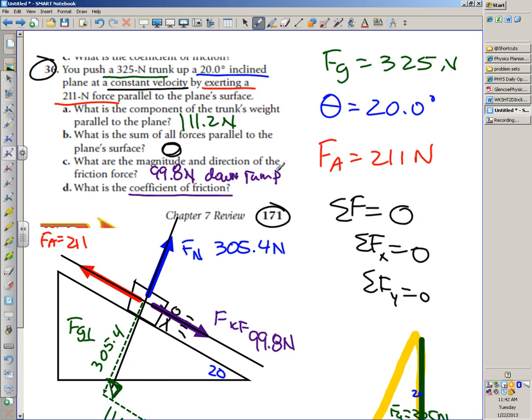And then the last one, part D. What is the coefficient of friction? In order to figure out the coefficient of friction, how many things do we need to know? You know two things, right? You need to know the force of kinetic friction, and then you need to know the normal force. Do we have both of those things? We do. So based on that, we should be able to figure out what the coefficient of friction is, and if I know math, it should come out a little bit less than 0.33. 0.327?